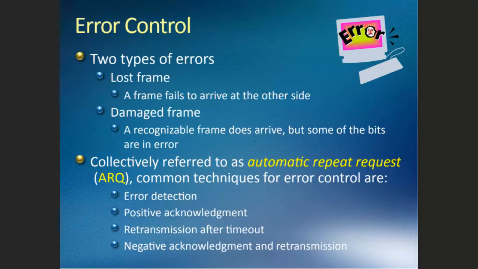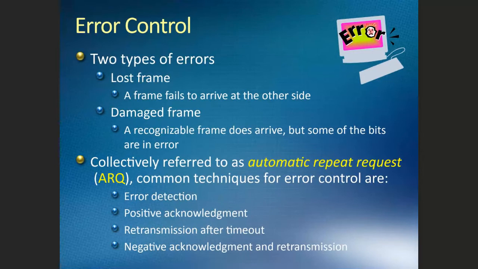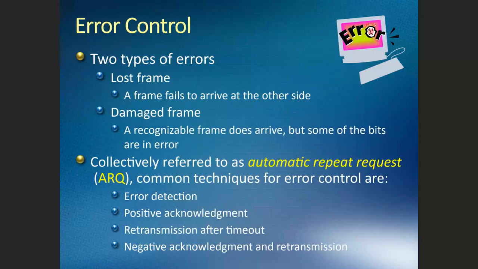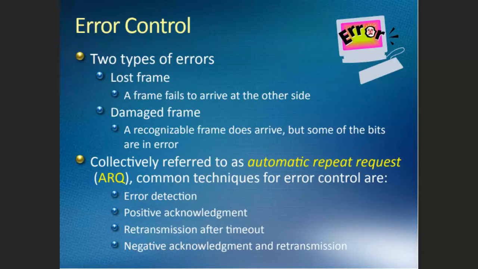What are the two types of errors? We have lost frames. Either the frame is lost, or we have a frame coming but with too much noise or damaged. What is the solution? What will the receiver do if it received a damaged frame? It will just ask for retransmission. It will not start calculating and trying to repair the frame. That's not efficient.